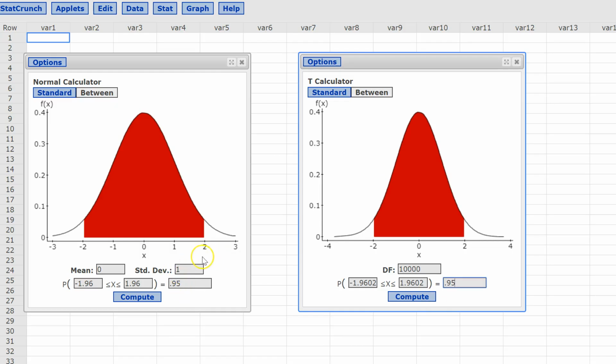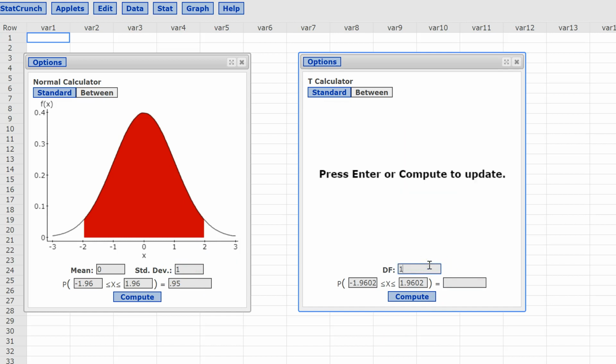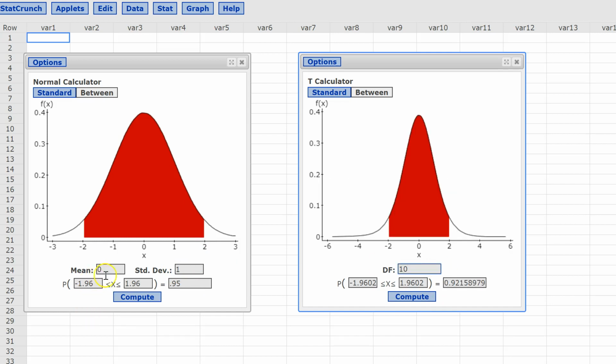If we have something like a z distribution, here we have the normal z calculator because it's a mean of 0 and a standard deviation of 1. And I want to find a critical value for 95% confidence. Well, I can type in my 95% here, and that's where it gives me 1.96. So if I'm 1.96 standard deviations away, I will capture 95%.